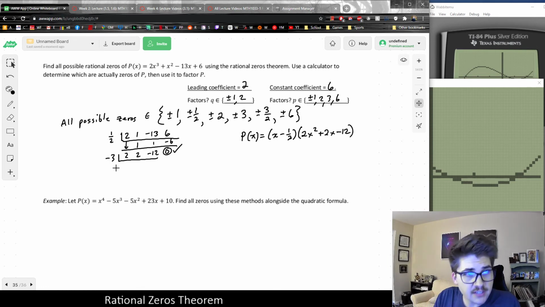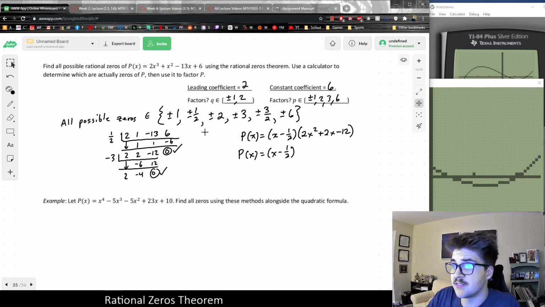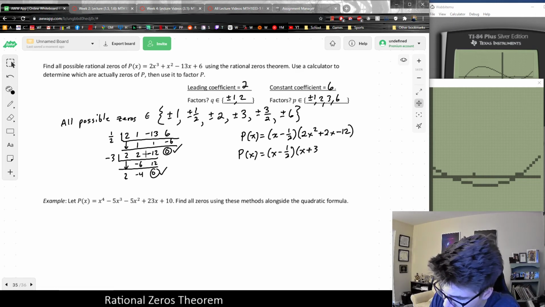And again, I could factor synthetically, or if you're good at factoring, you could probably just factor this using basic algebra. But let's just do it synthetically, because why not? 2 times -3 is -6. -4 times -3 is 12, 0. And that would leave me with... So again, I'm basically using synthetic division to factor this quadratic. I factor out x plus 3, and that leaves me with 2x minus 4.